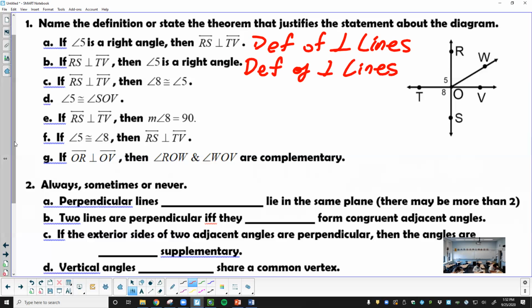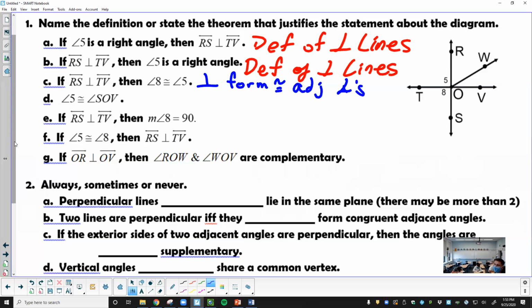All right, let's keep moving here. RS is perpendicular to TV, so we have perpendicular lines. Angles 8 and 5, these adjacent angles are congruent. What do you think? It's the first theorem, which would say perpendicular lines form congruent adjacent angles. Very good. Yes, that is a theorem, right? That is a theorem. All right?